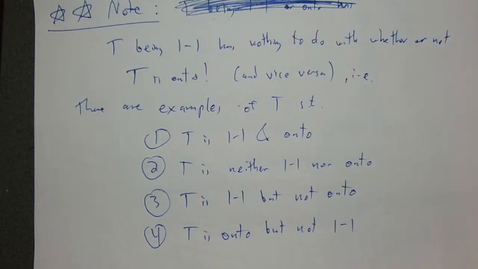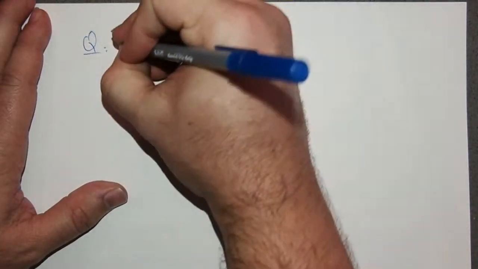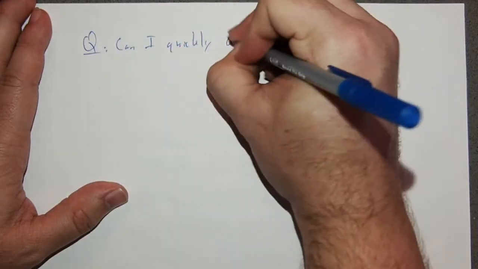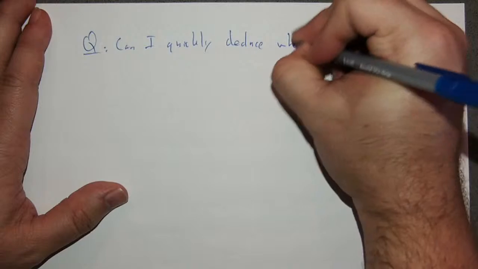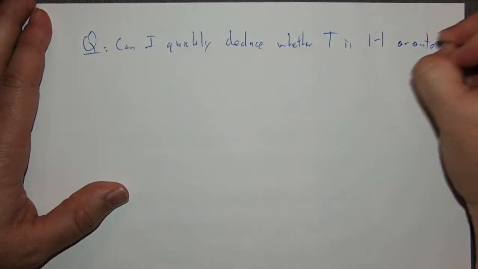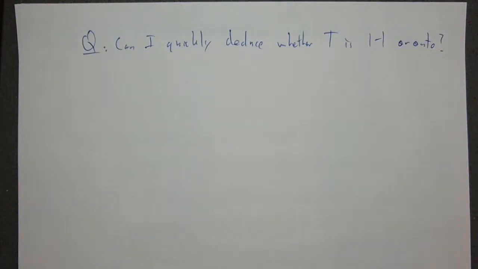Now, it turns out that, as I said, finding the range of a map in general is kind of hard. So I want a better, more efficient way of being able to say whether or not some given T is 1-to-1 or onto. So question, how do I know? Right? Question, can I quickly deduce whether T is 1-to-1 or onto? These are very important properties to have.